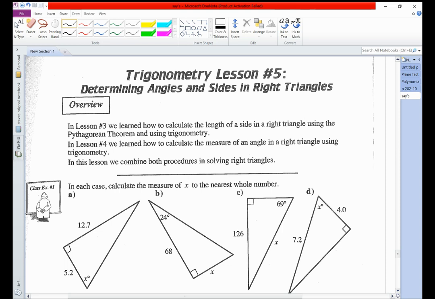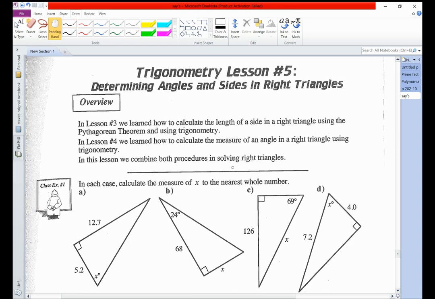Hello and welcome everybody. Today we are doing Trigonometry Lesson 5, and it's our last unit in trigonometry. Up until this point, we have learned all the skills we need for the trig unit. This lesson, we're just putting them all together. So we are looking at determining angles and sides in right angle triangles. We will be finding both sides and angles in the same triangle.